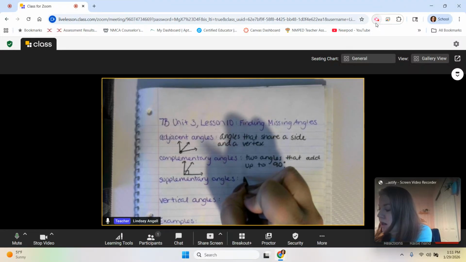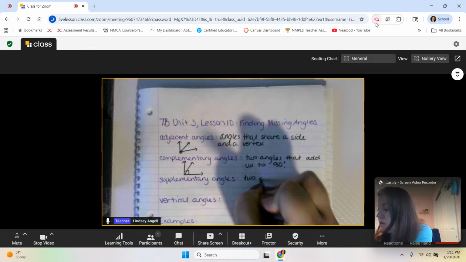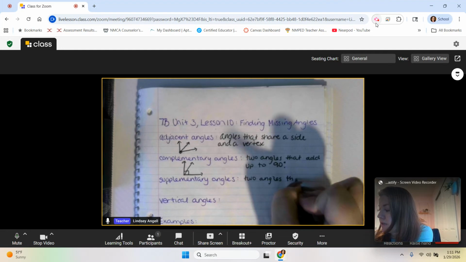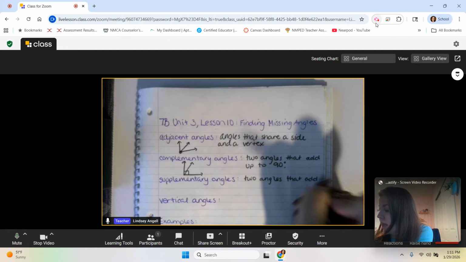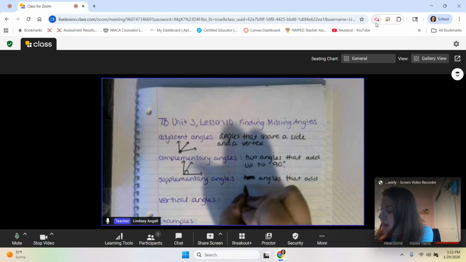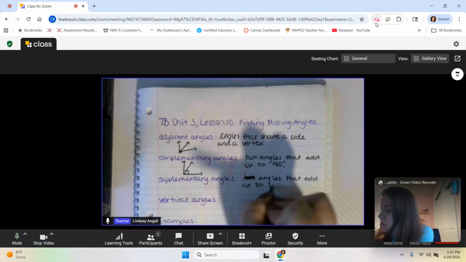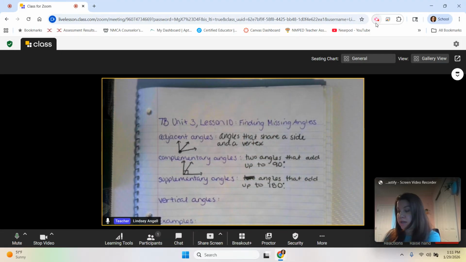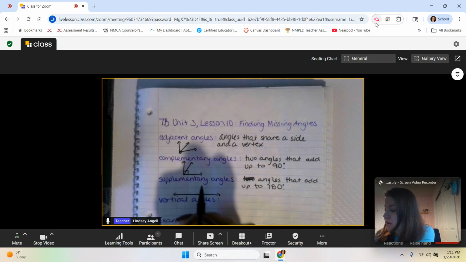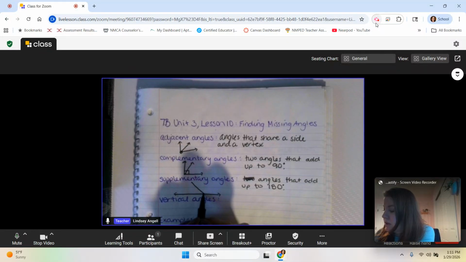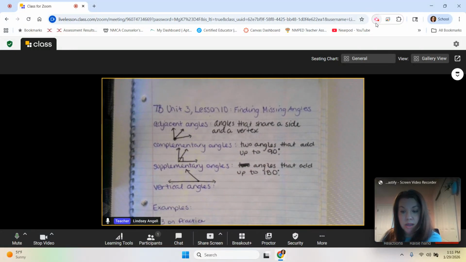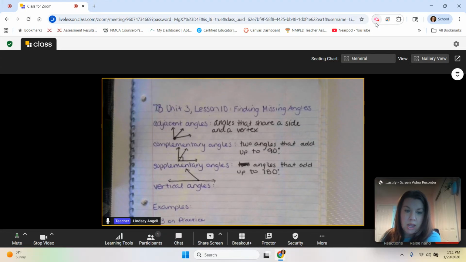Supplementary angles are angles that add up to 180 degrees. So that makes a line. Okay, so that could look something like that. When those two angles are smushed together, they make that straight line, which is also a 180-degree angle.